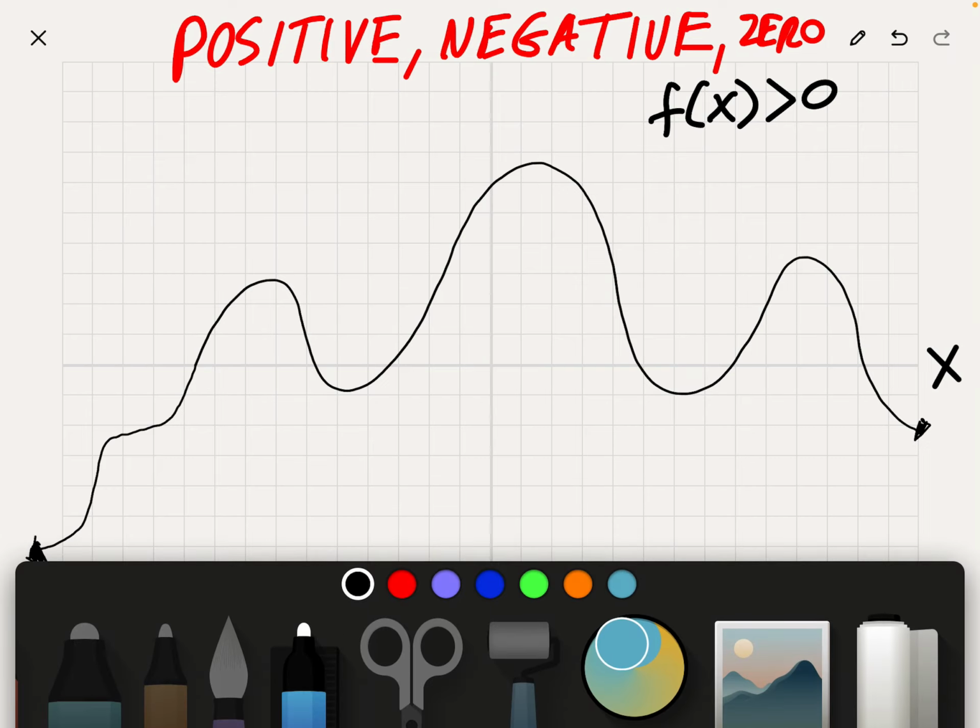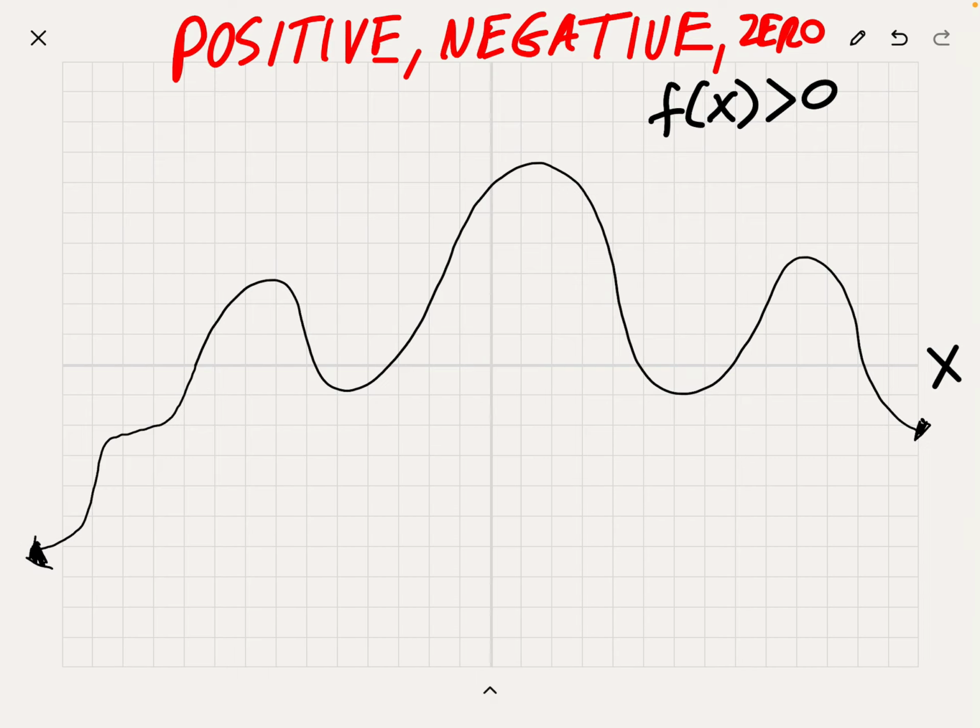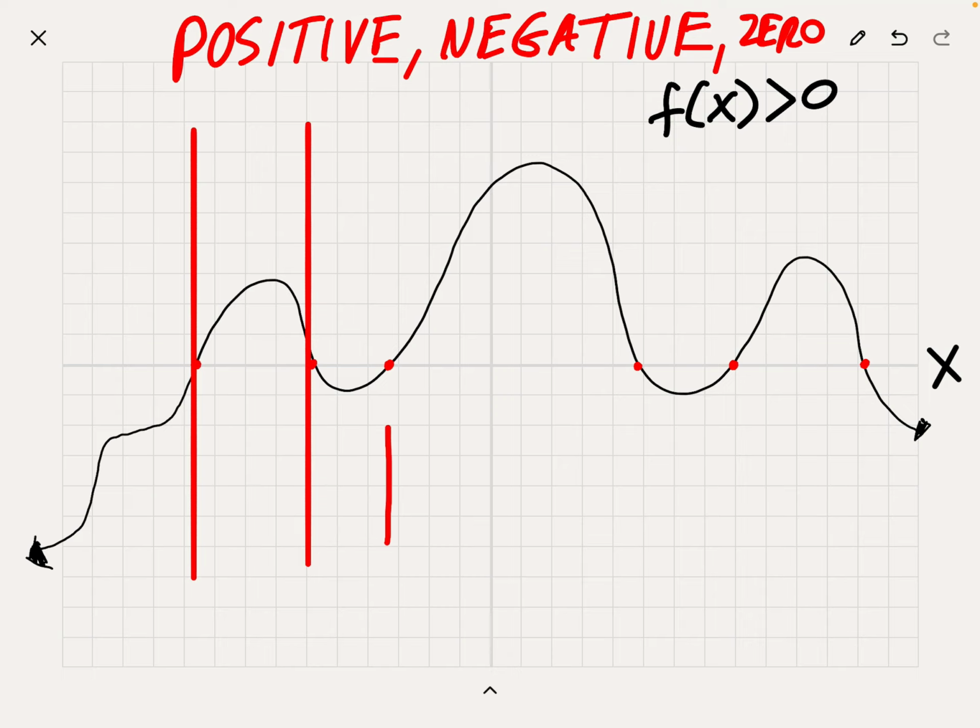So now, the very first thing you should do is find out where the graph is equal to 0. Here's another place, here's another, here's another, here's another. We got 6 of them. Now, I'm going to draw vertical lines through those places because those are the places that are going to be intervals for positive and negative functions.